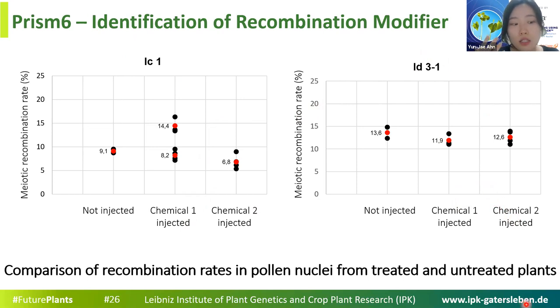But this was all very interesting because we just had to inject something, or you can stress your plants, or you can find your mutants, and then you can very quickly screen your targeted area in a higher number of pollen nuclei.